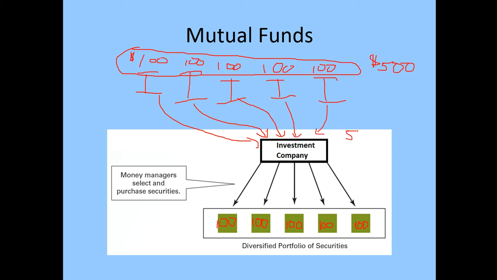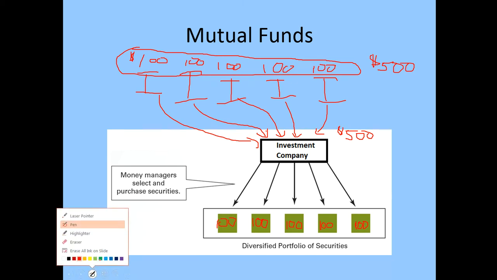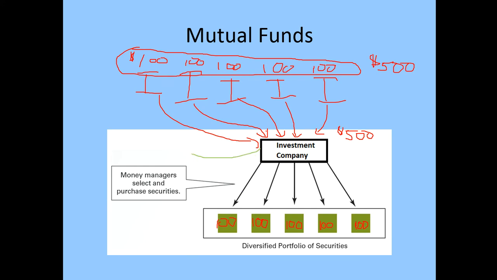So a total of $500 of contributions. This entire diverse portfolio is then able to be purchased. And so when the stocks in this portfolio perform well, the investors each get paid back in proportion to what they invested in the mutual fund. So what would that be here?